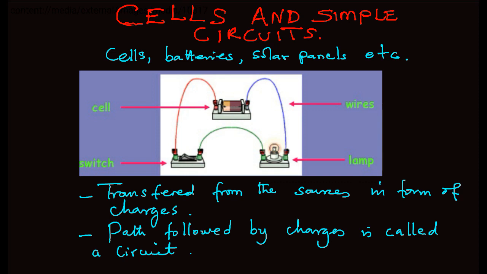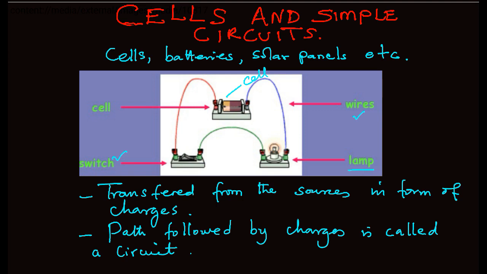In the diagram we have here, we have a cell. A cell in this case acts as the source of energy. We also have the connecting wires, which will provide the path followed by charges to reach the electrical device, in this case, which is a bulb. The flow of current can be controlled so that it is either allowed to flow or stopped from flowing using a switch.